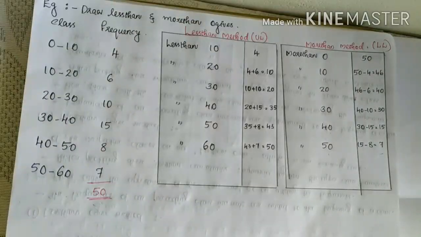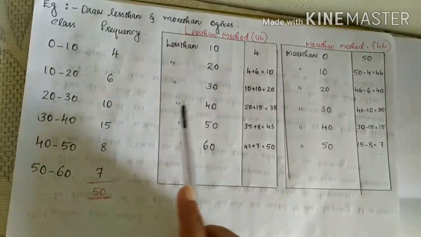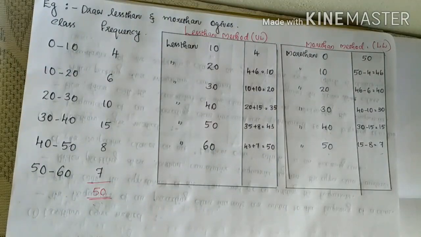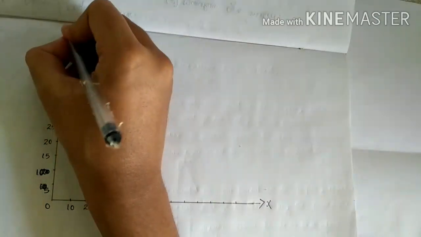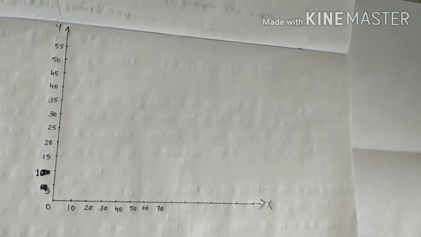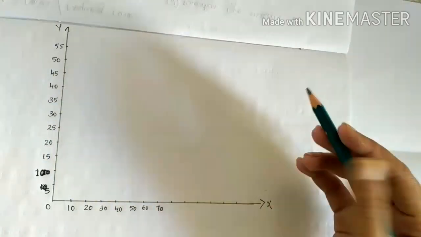The first procedure for drawing an ogive, whether it is less than or more than ogive, is to calculate the less than cumulative frequency and more than cumulative frequency. After calculating them, the next step is drawing the baseline, that is, the x-axis and y-axis. Then the classes 0 to 10, 10 to 20, 20 to 30. The classes are taken on the x-axis and the cumulative frequencies are taken on the y-axis. Next step is drawing the less than and more than ogive.